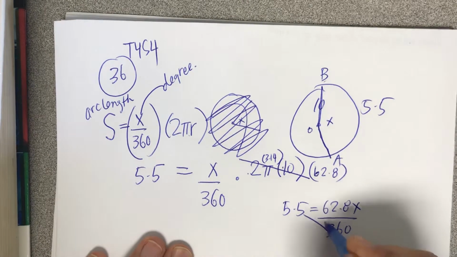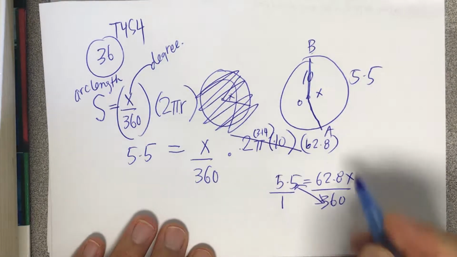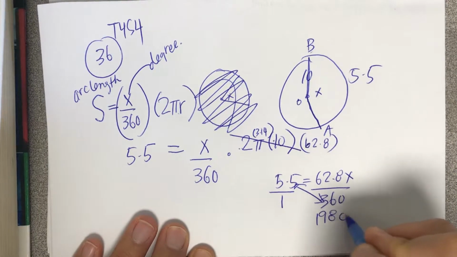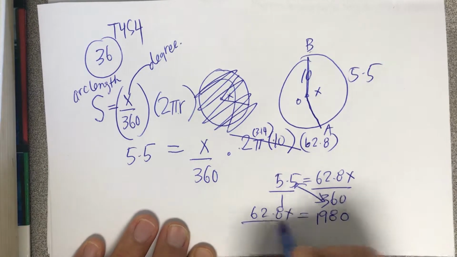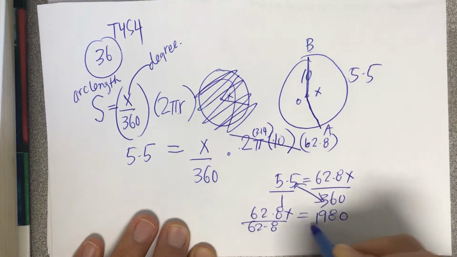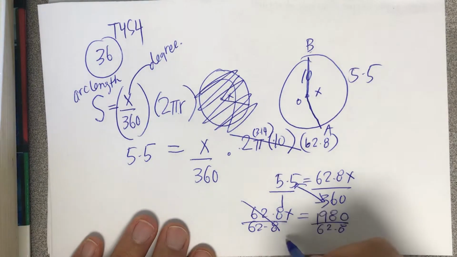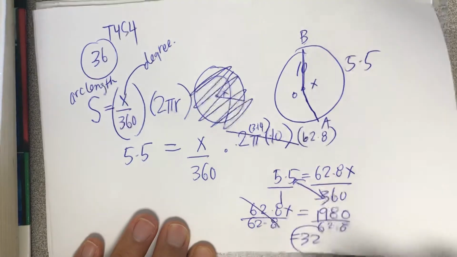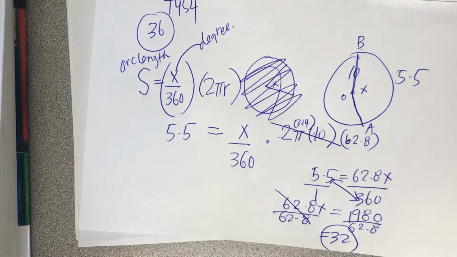And then I cross-multiplied. So now I'm going to get this times this equals 1980 equals 62.8x. Divide out the 62.8 using your calculator, because this is a calculator section, and you will get 32. And that's one of the possible answers that you could have gotten for this question.